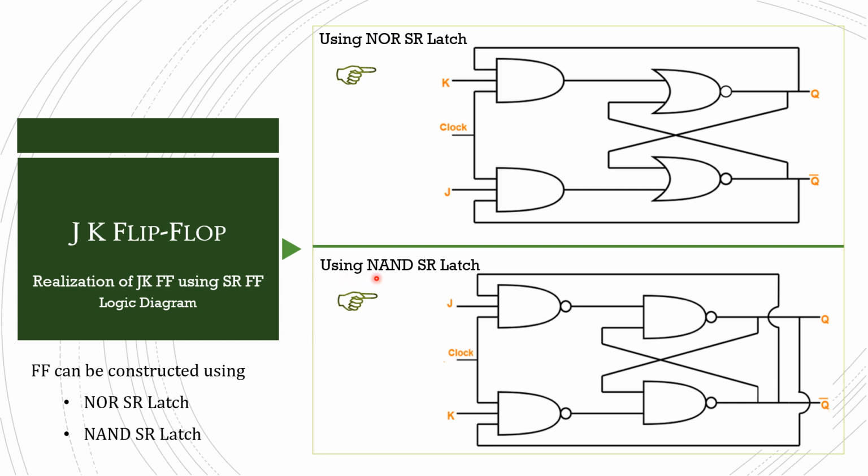Then using this NAND SR latch, the steering gates are NAND gates. The J or the S value is equal to J into Q bar, and K or the R value is equal to K into Q. So this is the implementation of this JK flip-flop using NOR SR latch and NAND SR latch. The major difference is that in the case of NOR SR latch, we are making use of AND gates as the steering inputs, and in the case of NAND SR latch, we are using NAND gates as the steering gates.